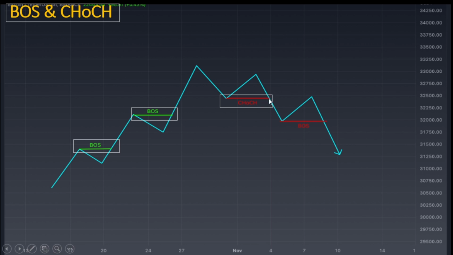The term break of structure comes from the fact that the price continues in its new direction after overcoming obstacles. If the obstacle is substantial enough to break the support or resistance while still maintaining the trend, we label it as a change of character, or CHoCH.